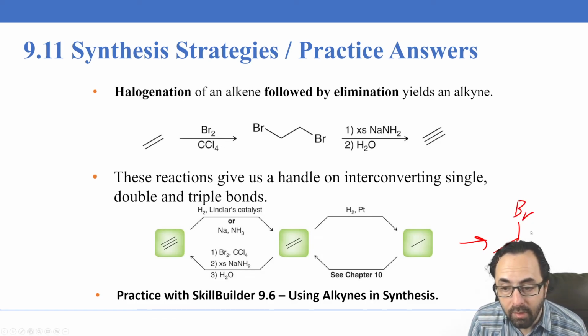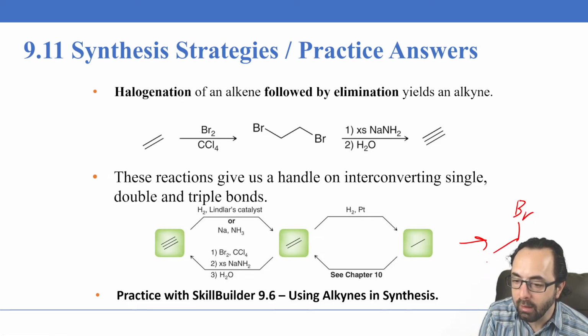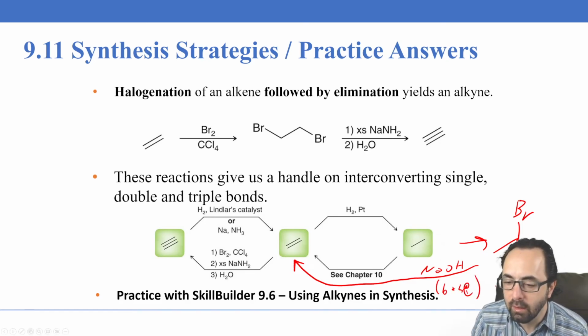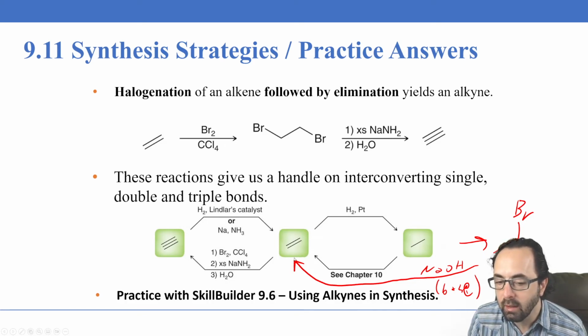And then once we have that, we can use a base. I'm going to make an arrow here like this. If we use some base like NaOH, or any base, we can do an elimination, like an E2, let's say, and we can end up with the double bond.